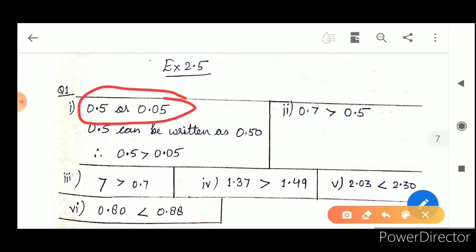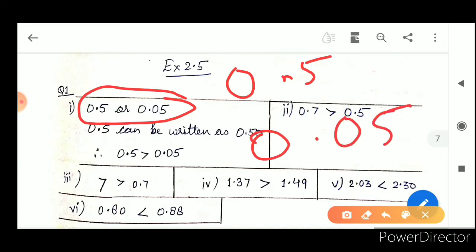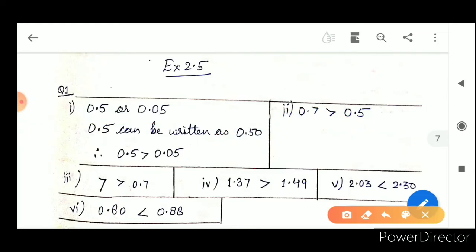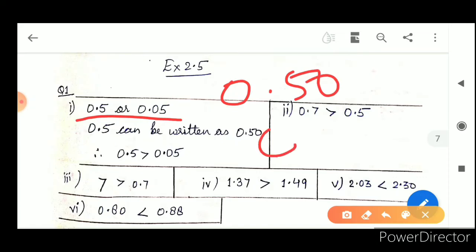But here, suppose in the first question, most of the students get confused that after decimal only one digit is there, and here after decimal 2 digits are there. So they think that this decimal number is greater. It's absolutely wrong. So what we need to pay attention to is, first make the digits after decimal equal. So you can add a 0 to this decimal, and here it's already 2 digits after decimal.